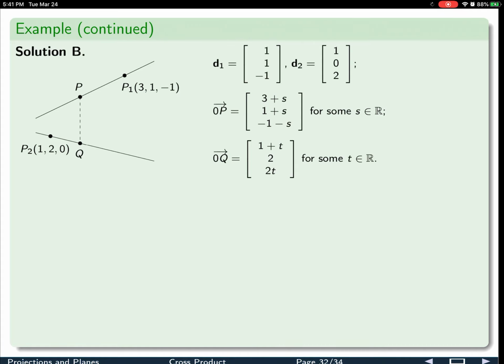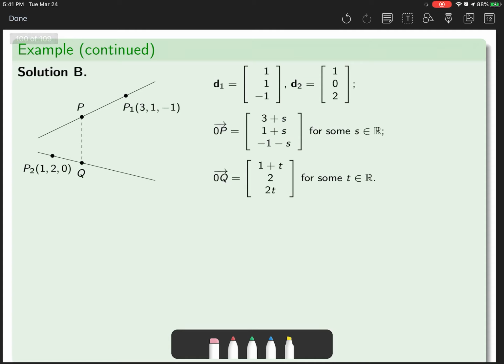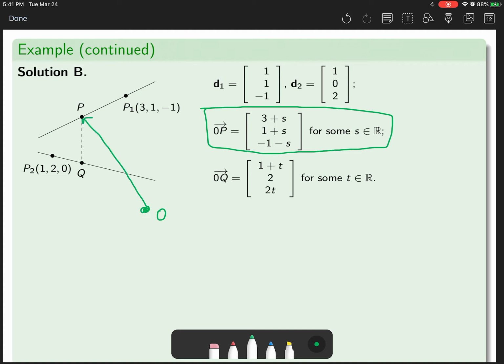Really, let me get the marker out. This piece, the vector from 0 to P, is really just, I don't know, maybe the origin's out here. It's really just the vector version of P. But P is just some point on the line. And so the vector that you see here with the 3 plus s and the 1 plus s, that's given to us from the equation of the line. And similarly, we've got the vector 0Q here.